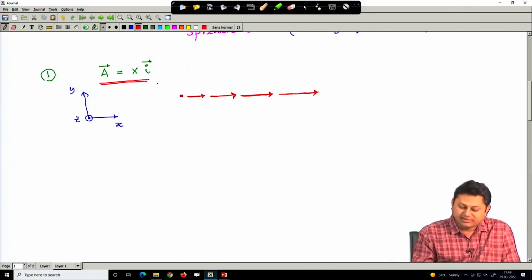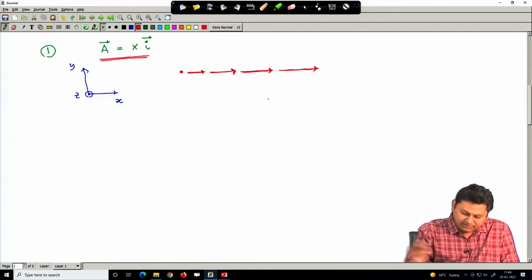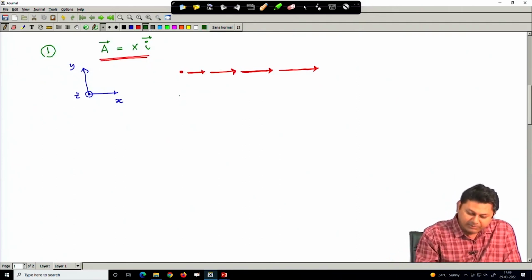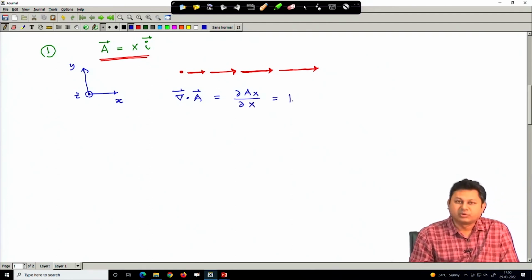Now, the question is, does it diverge? And the answer is yes, because for a given point you can see that the length of this vector is changing. So, there is a feeling that this diverges. I can also check this by applying this operator over A. If I apply it over A, which is given like this, I simply get del Ax by del x, only one component, and I get the value 1, which is a non-zero value.